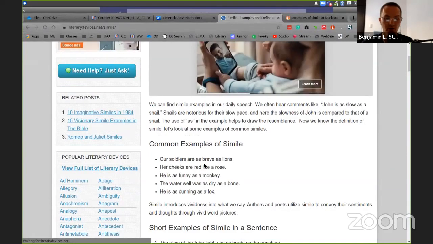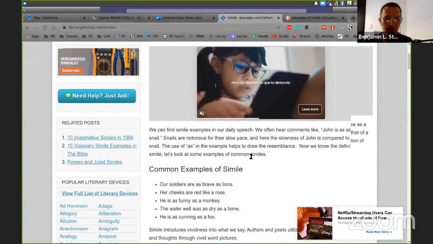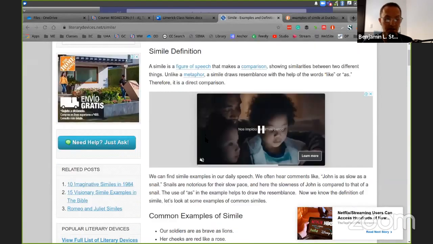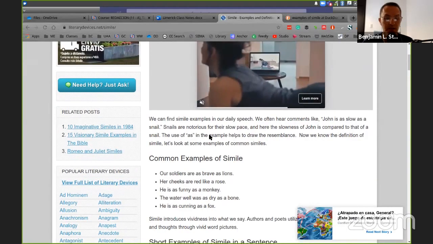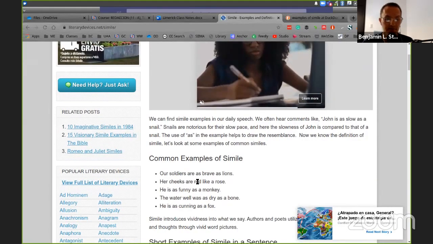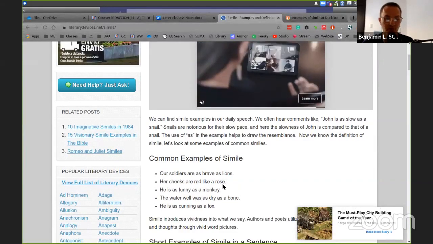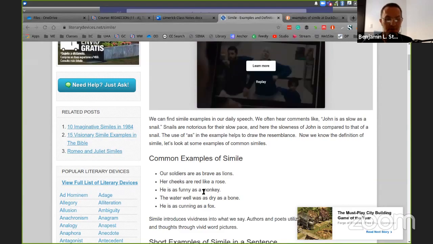Our soldiers are as brave as lions. It's comparing two things using like or as. It's like a metaphor, but it's specifically beginning with like or as. Her cheeks are red like a rose, or red as a rose. Okay, that's a simile. He is as funny as a monkey. All right, you could just say he's funny, but when you say he's funny as a monkey, it just has a whole other meaning to it, right?